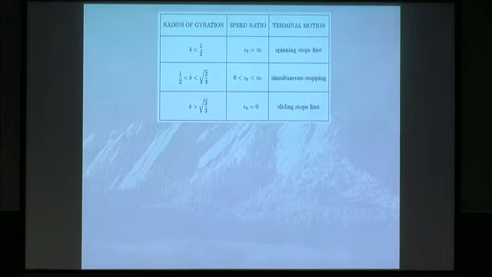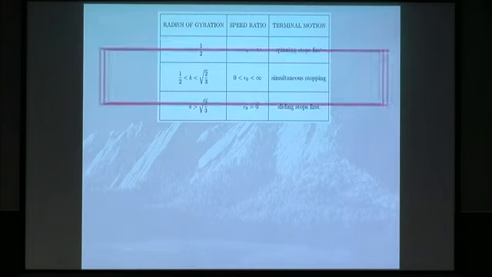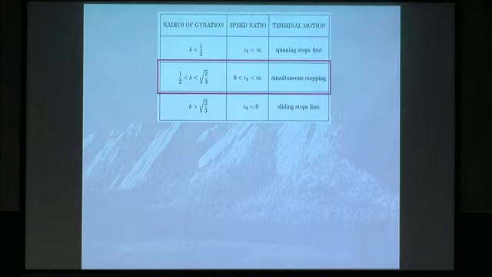All right, so the radius of gyration is here. The speed ratio is listed here. If epsilon 0 is infinity, then spinning stops first. If epsilon 0 is 0, sliding stops first and it spins to rest. And everywhere in between, epsilon is finite, so you get simultaneous stopping of the two motions, the rotational and translational motion.